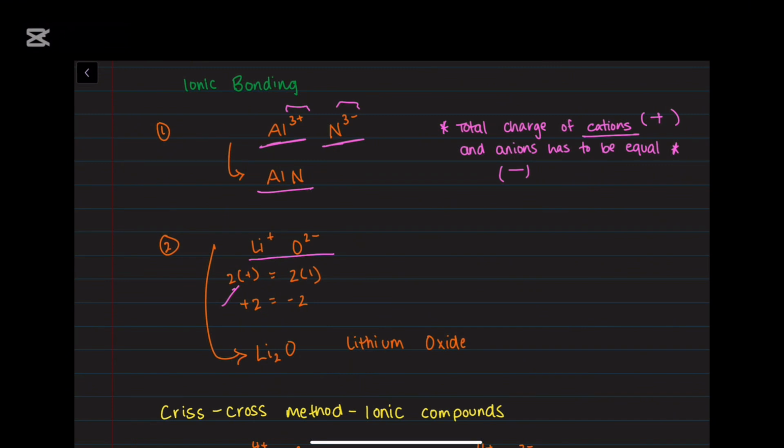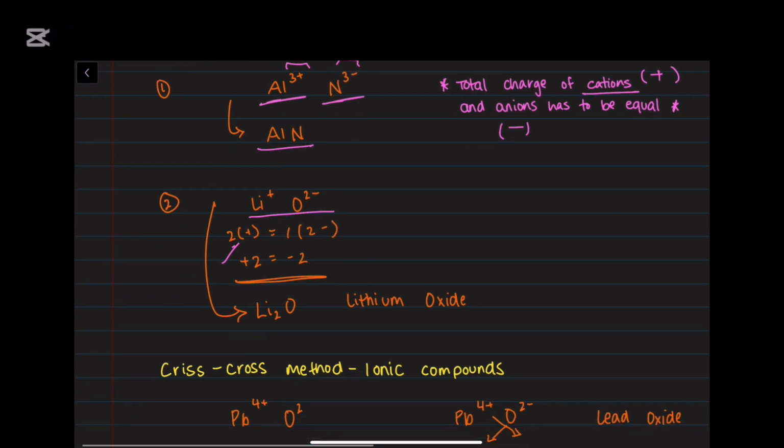Oh, I wrote this wrong. And then oxygen, oh, this is written wrong. So this would be 1 times 2, 2 to the negative. So then that would equal 2 and 2, and therefore we know we need two atoms of lithium with the 1 atom of oxygen, which gets us lithium oxide. That's just how it works with that method.